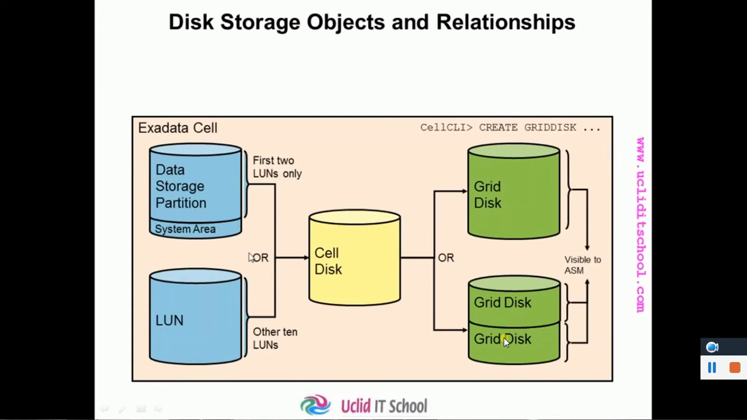So in other words, this is another representation of the same fact. You have physical disks which are treated as a LUN, right? On that we create a cell disk, and on a cell disk we create a grid disk. On a cell disk you can create a single grid disk or multiple grid disks, and each grid disk is treated as an ASM disk, and with that you can create an ASM disk group. So ultimately each grid disk is consumed inside the ASM disk group.